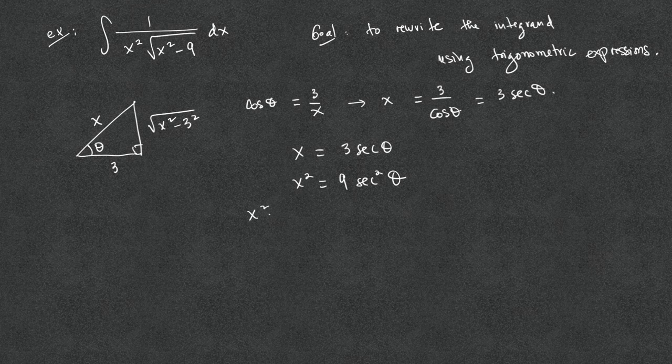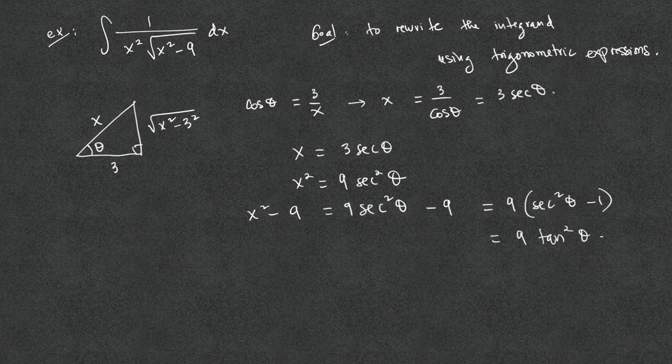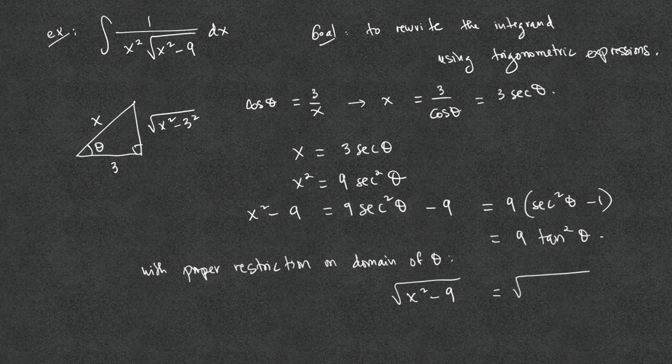The expression x squared minus 9 is therefore, since x squared is 9 secant squared theta, we simplify it to 9 times the quantity secant squared theta minus 1, but secant squared theta minus 1 is tangent squared theta. With the proper restriction on the domain of theta, the square root of x squared minus 9 is the square root of 9 tangent squared theta, or 3 tangent theta.